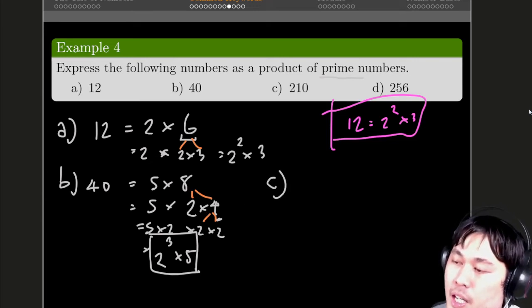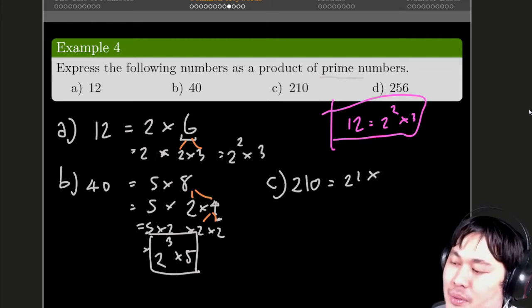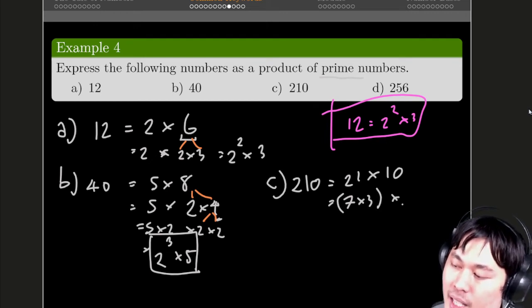And then for C we have 210. And this one may take some time. It's 21 times 10. 21 is 7 times 3. And then 10 is 2 times 5.